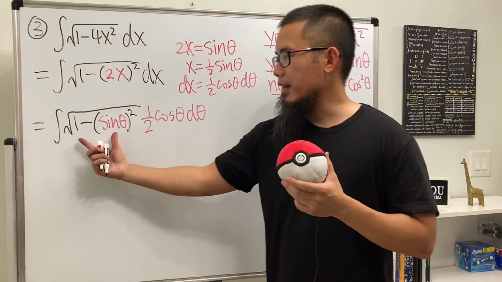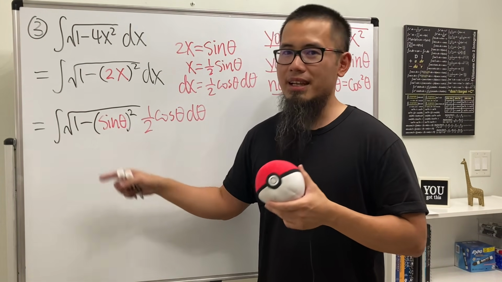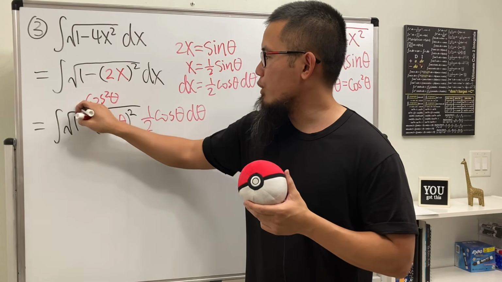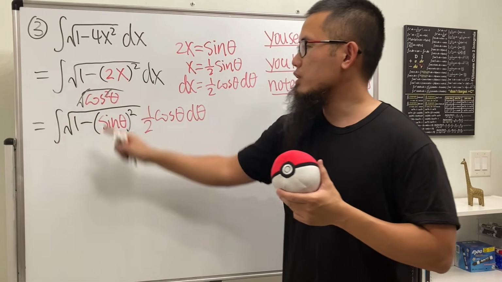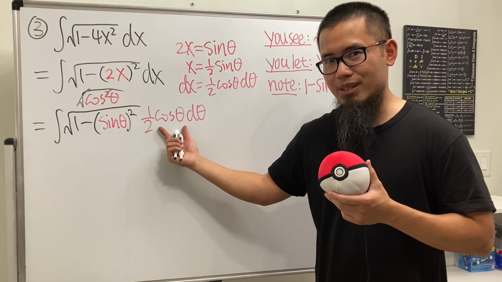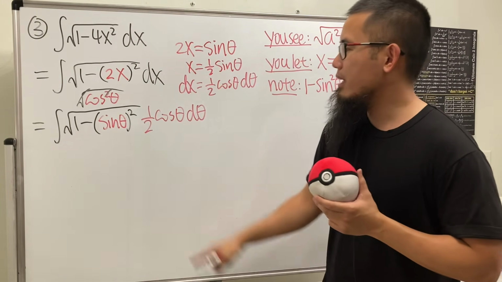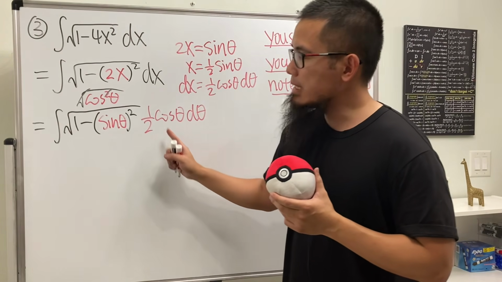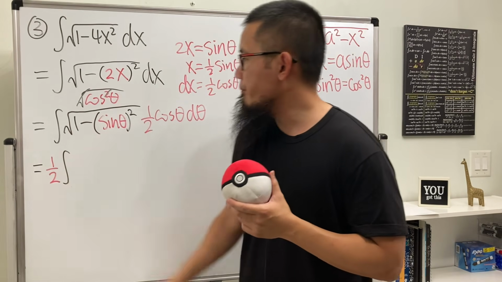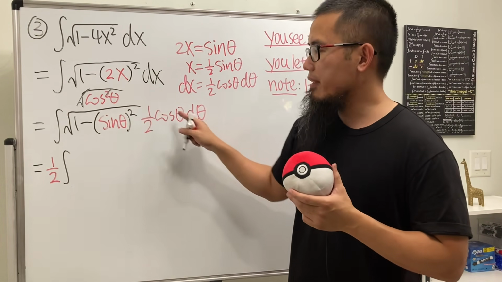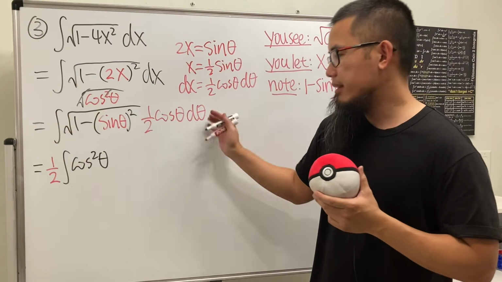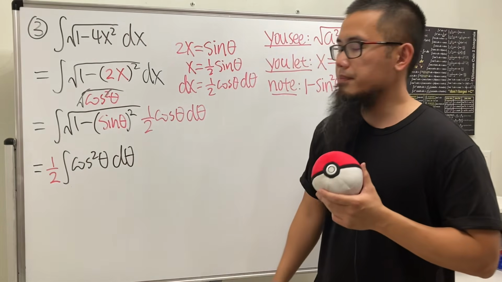Okay, now we have to simplify this. 1 minus sine squared theta is just cosine squared theta. And then we have to take the square root for that. But again, this and that will cancel. So we just have cosine to the first power. And we have to multiply by another cosine to the first power. So that's cosine to the second power. Here we have 1 over 2. Let's put that in the front of the integral. And then we're looking at the integral of cosine theta times cosine theta, as we said, that's cosine squared theta. And then we are in the theta world like this.